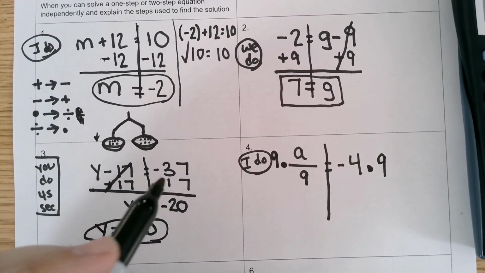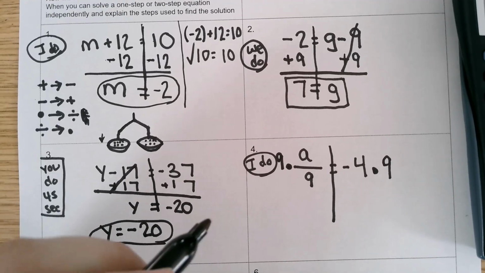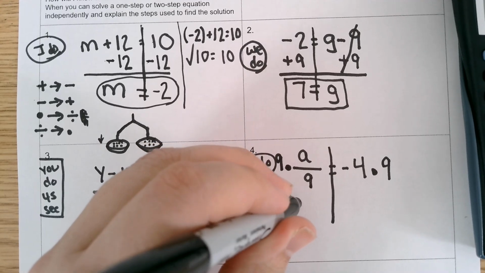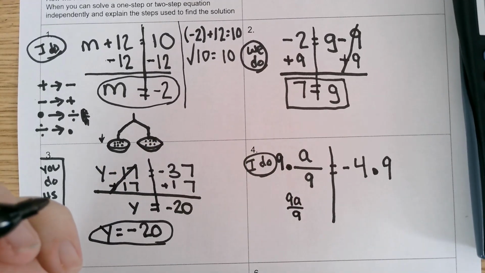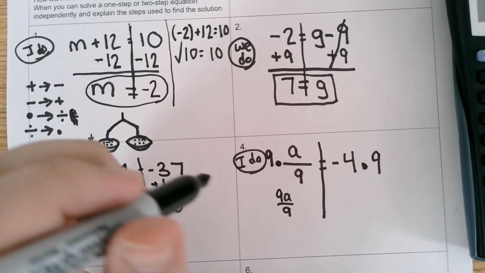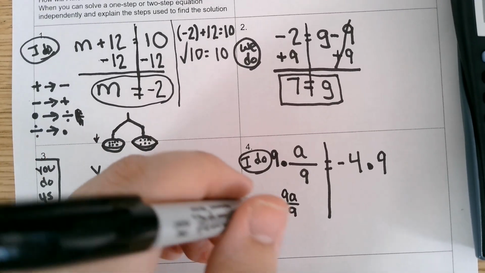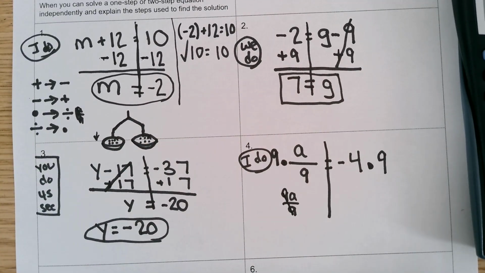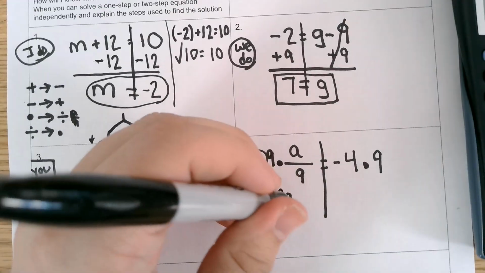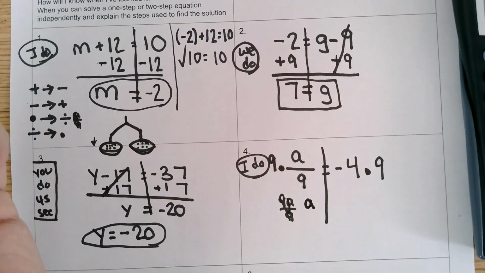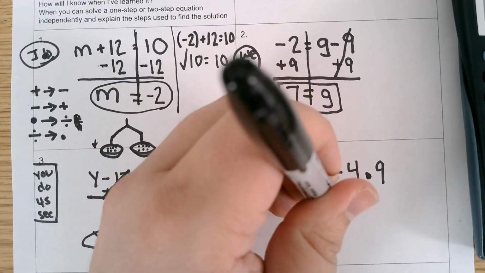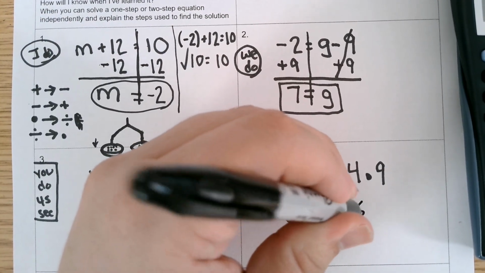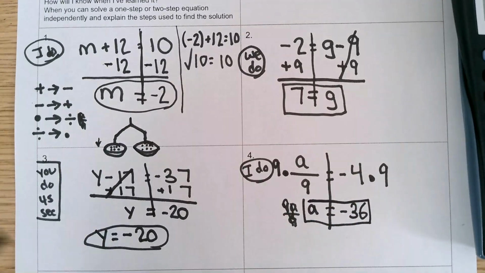Now, another thing people seem to have trouble understanding is why does this work? Because if you multiply this by 9, you're going to get 9a over 9. Okay? And when you have 9a divided by 9, your 9s will just cancel out, because 9 divided by 9 is 1. And 1 is something you don't need to write. So you end up with just a equals -4 times 9, which is -36. So that's your answer.